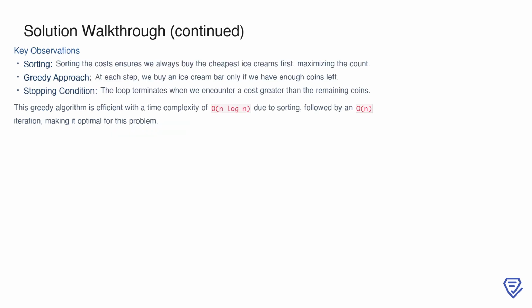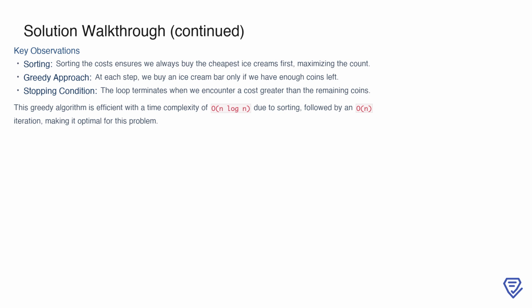To summarize, the key to solving this problem lies in sorting the costs in ascending order. This ensures that we prioritize the cheapest options, maximizing the number of items we can buy. The approach is greedy because, at each step, we decide to buy an ice cream bar only if we have enough coins left. The process stops as soon as we encounter a cost that exceeds our remaining coins.